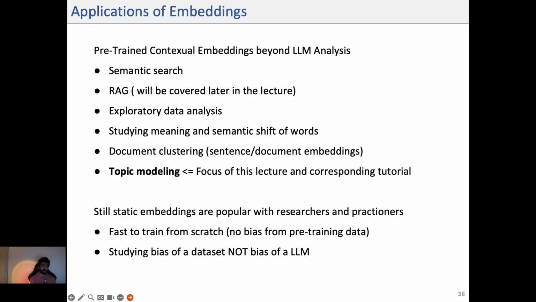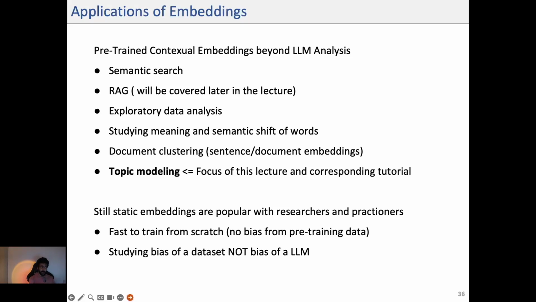Embeddings can also help visualize and explore relationships in data through exploratory data analysis, EDA. It also helps studying meaning and how it shifts over time or across contexts. And most importantly for today's lecture, topic modeling.